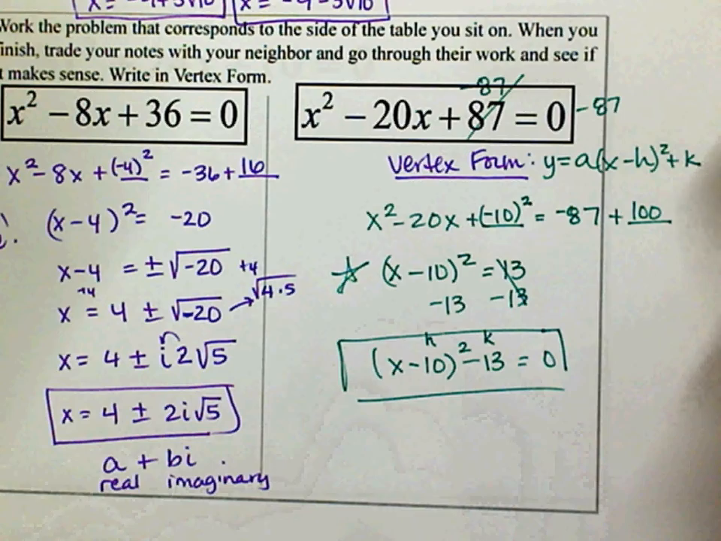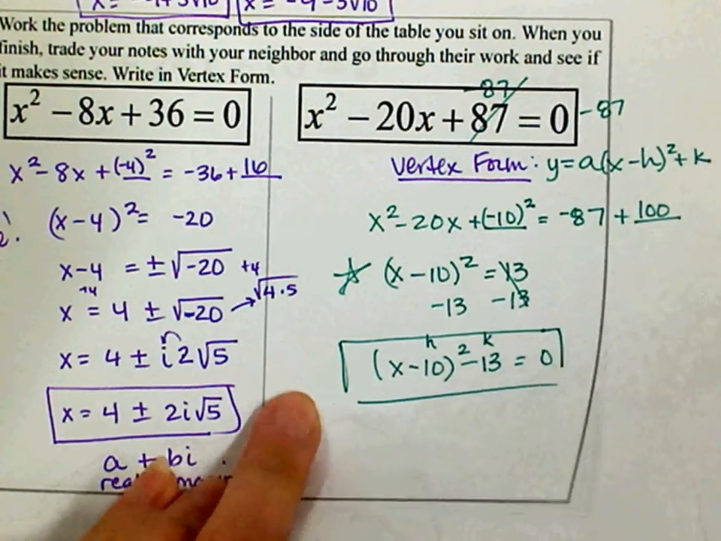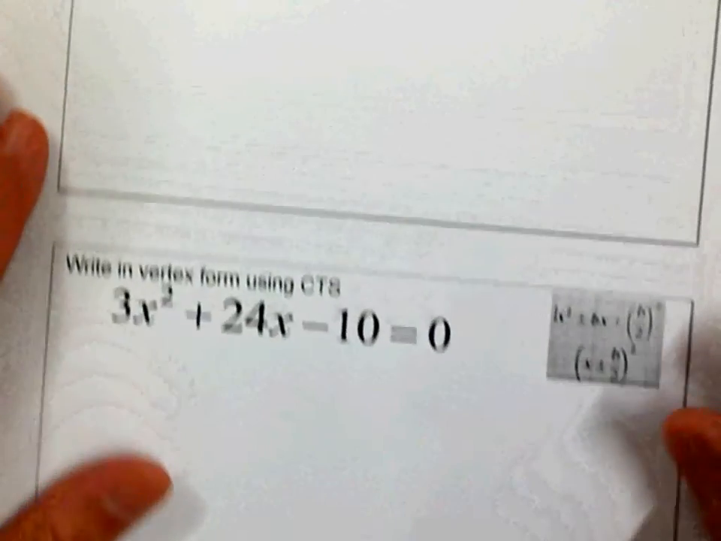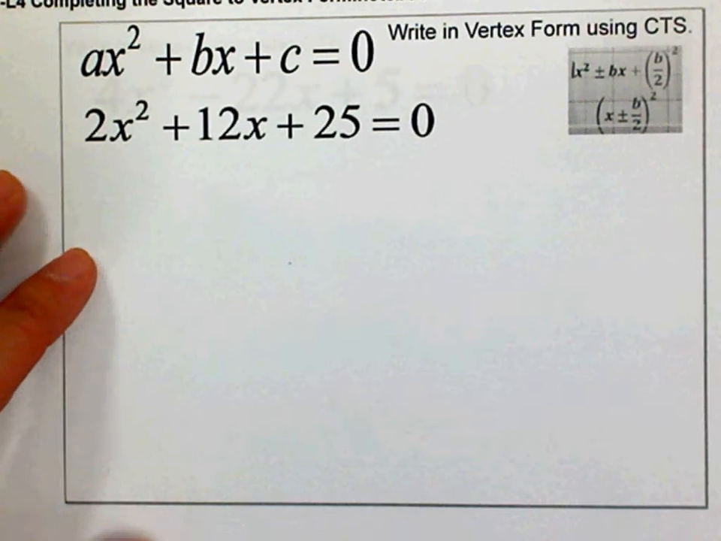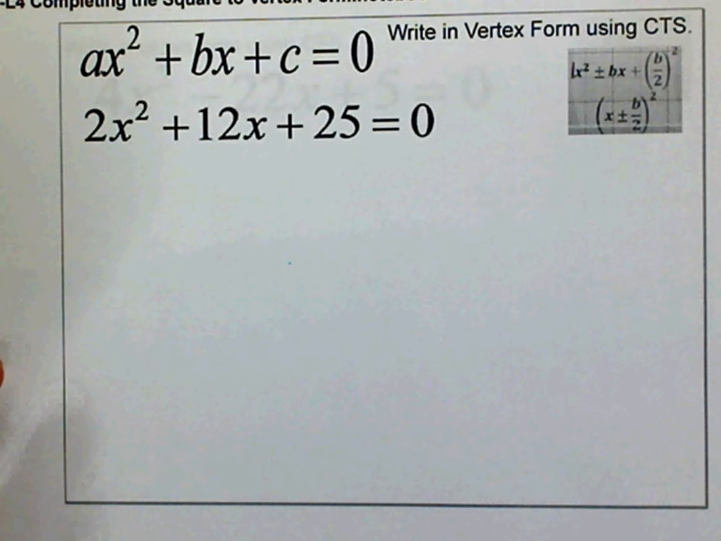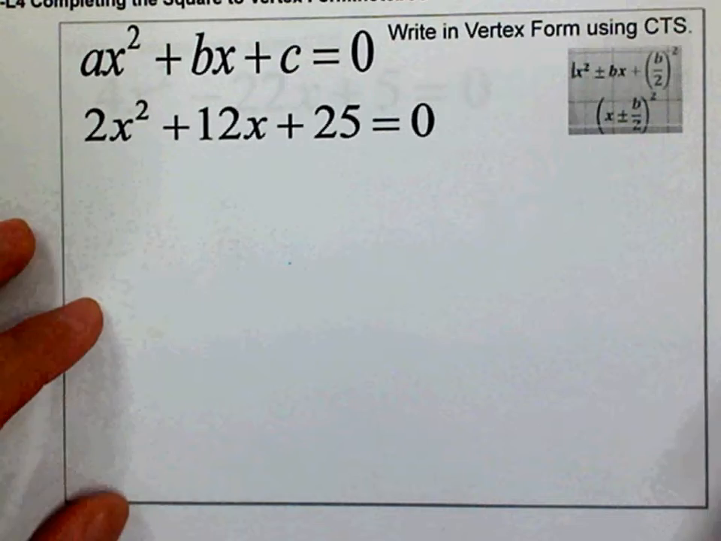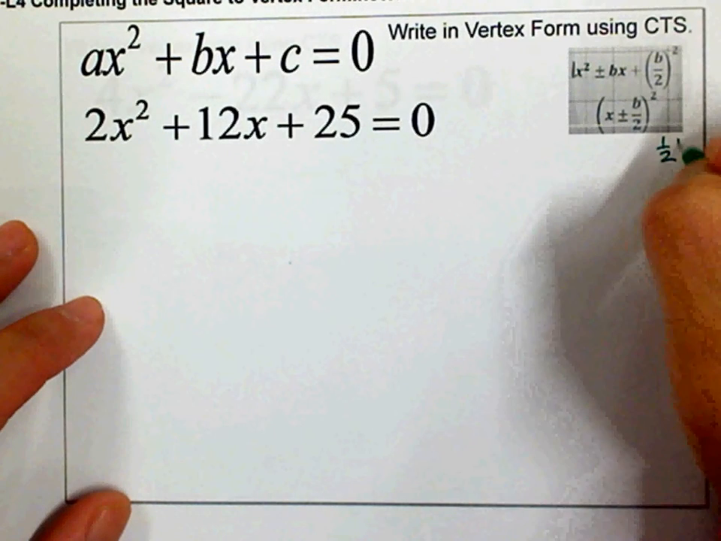All right, now let's go to the next one. All of our a's were 1. Now let's look at our a in this one. Okay, 2x squared plus 12x plus 25 is equal to 0. This is the part I want you to write. You 1/2 b squared, like this. You're going to have some fractions, but it'll be okay.